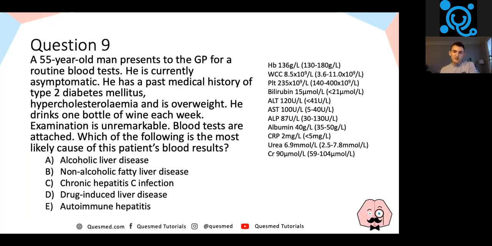Question 9. A 55-year-old man presents to the GP for a routine blood test. He is currently asymptomatic. He has a past medical history of type 2 diabetes, hypercholesterolemia, and is overweight. He drinks 1 bottle of wine each week. Examination is unremarkable, and his blood results are attached to the right there. Based on these blood results, which of the following is the most likely cause of these blood results?